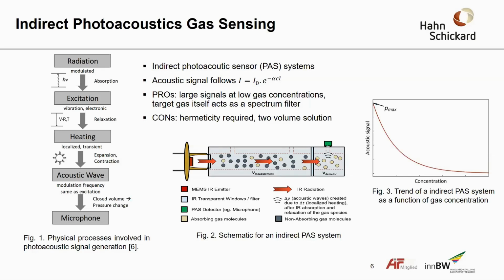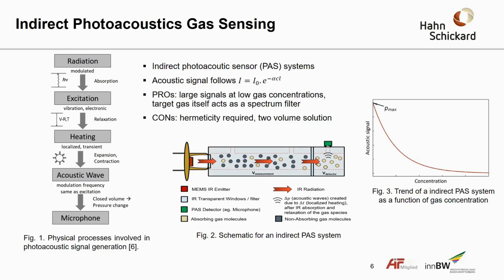So in our case, in figure 2, we have this indirect photoacoustic gas sensor, where we have this volume detector, as you see on the right side of the image, where the gas is sealed inside. So this is a two block setup. We have a measurement volume and a detector volume. On the left side, what you see is an emitter. The gas is added to this. And on the right side, the detector volume is sealed, and the microphone is also on this side.